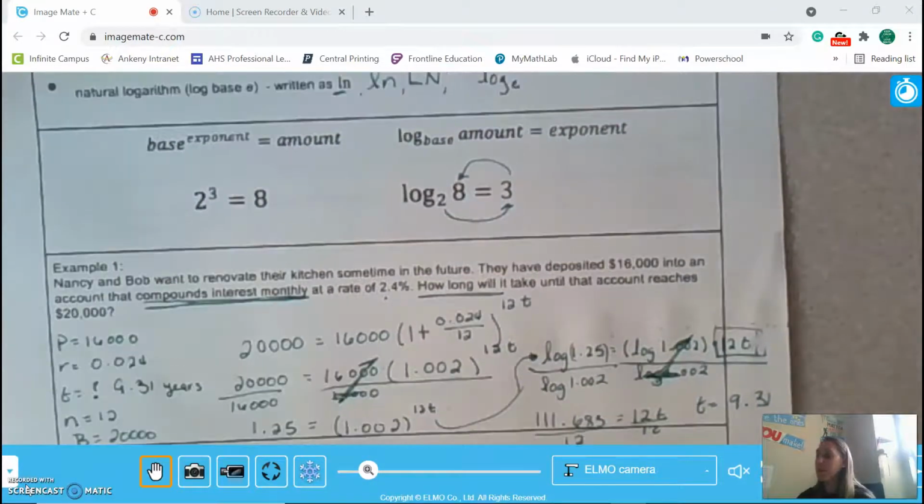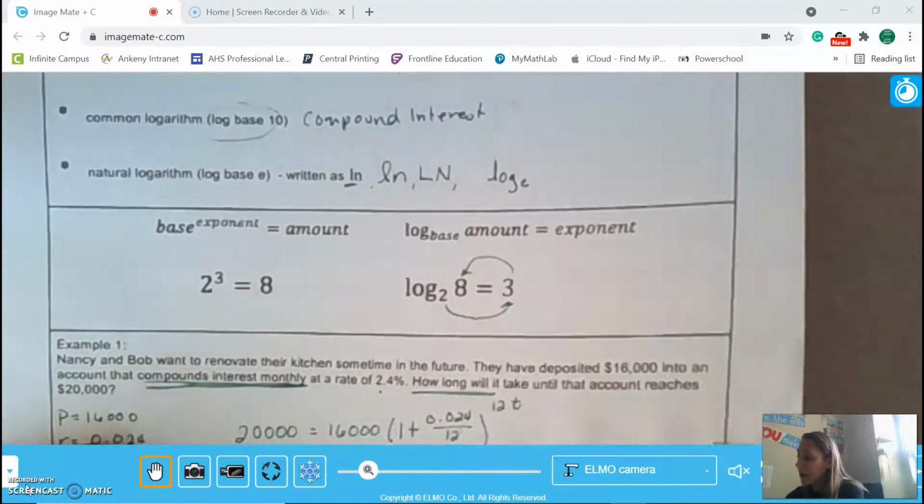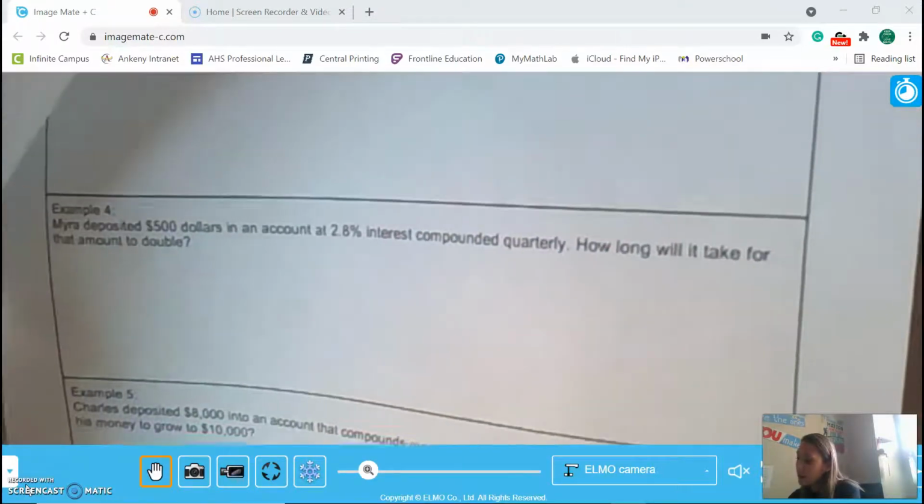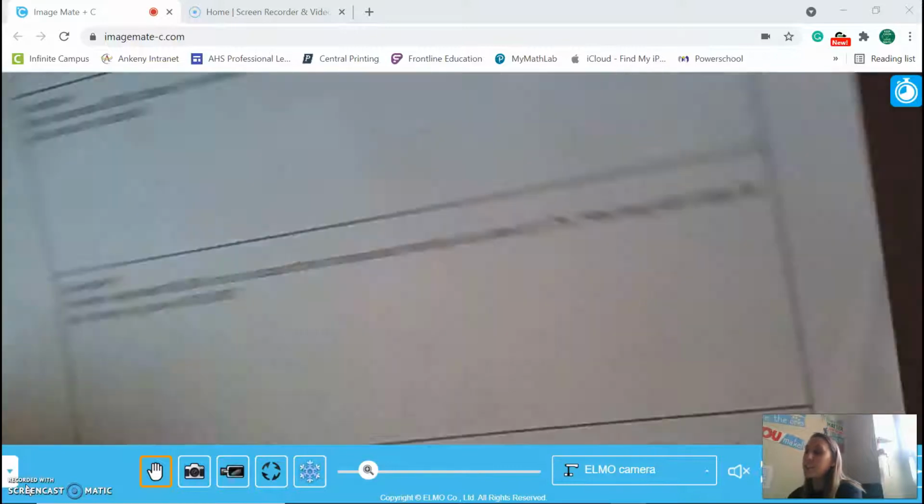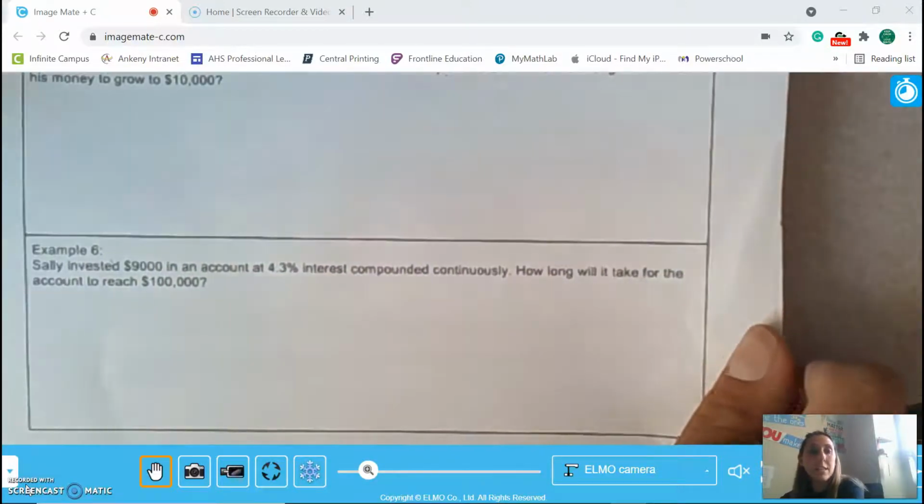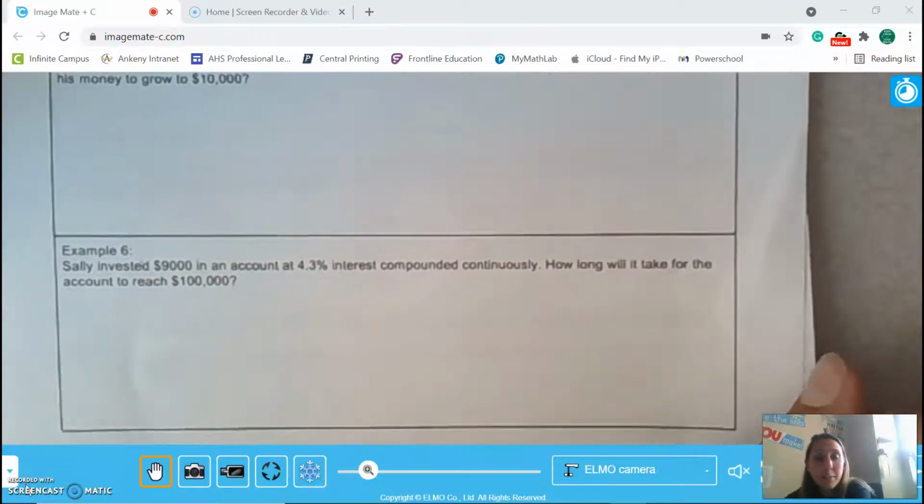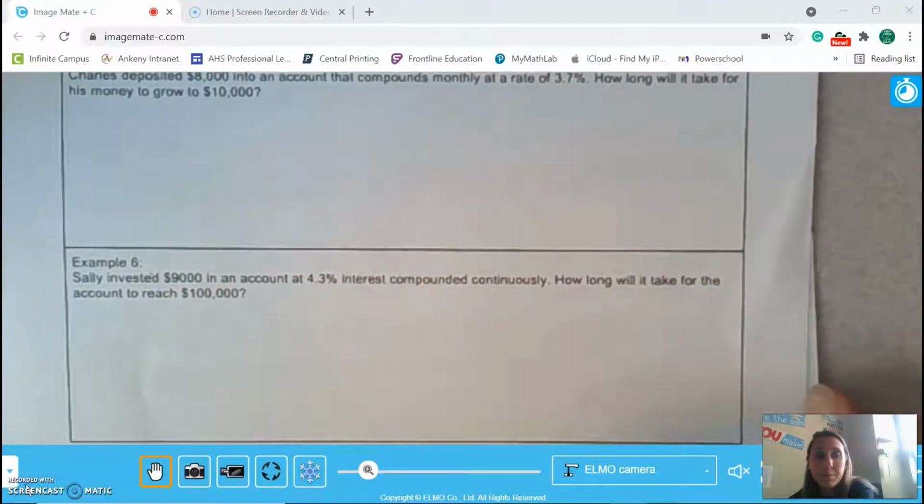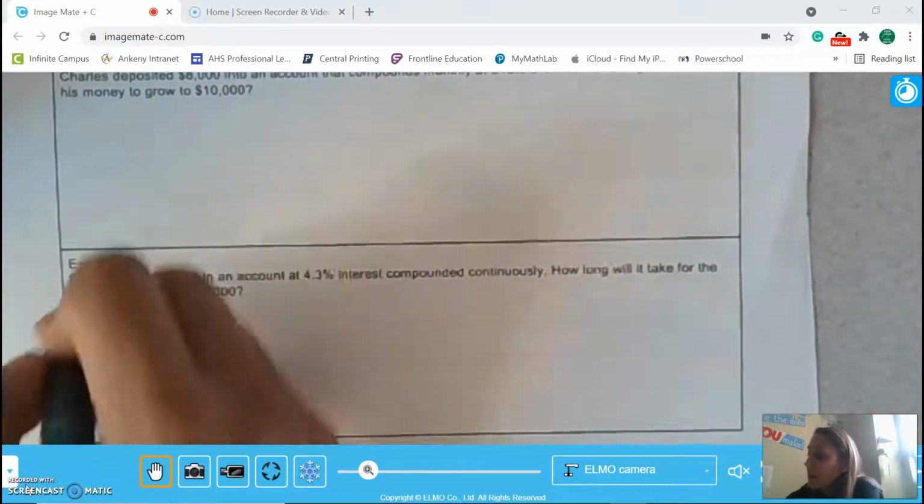So now we're going to do an example of natural log. And we'll go ahead and do example number 6. So if you go to your notes and go to example number 6, we are going to do the same thing. So go ahead and hit pause and read the problem. And then we're going to punch in the things that we know.